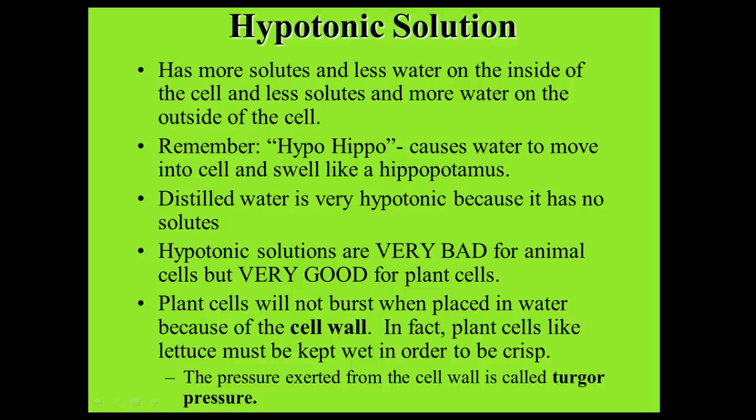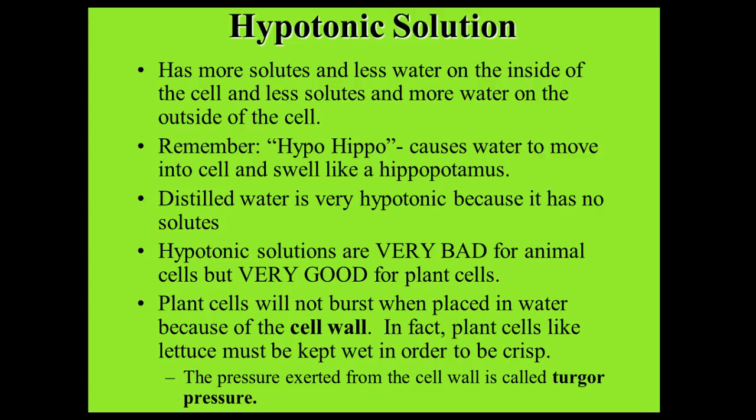So, hypotonic solution. This has more solutes and less water on the inside of the cell and less solutes and more water on the outside of the cell. Now that might seem a little confusing to you right now, but hold on, I've got a diagram. I want you to remember it this way: hypo, hippo, because it causes water to move into the cell and swell like a hippopotamus. Distilled water is very hypotonic because it has no solutes. What that means is it's the purest form of water.